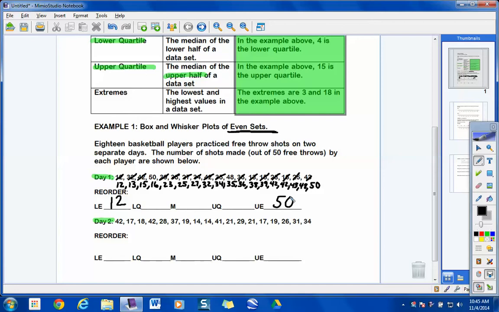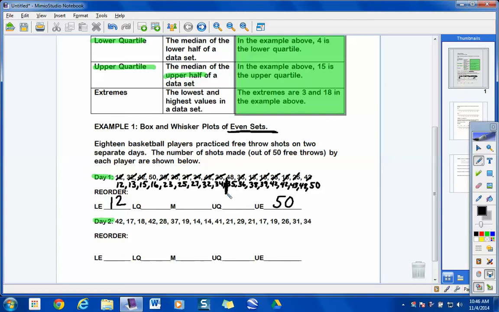If I have an even data set, in this case 18 different numbers, where's the very middle going to be of 18 numbers? Give me 9. It'll be 9 numbers to the left and 9 numbers to the right. So I want to count in here, right here. I'm going to go 1, 2, 3, 4, 5, 6, 7, 8, 9. Looks like my median is going to fall for this even set between 34 and what?